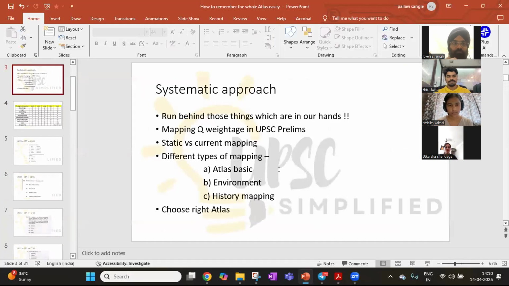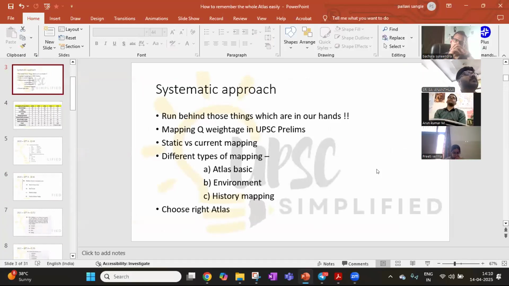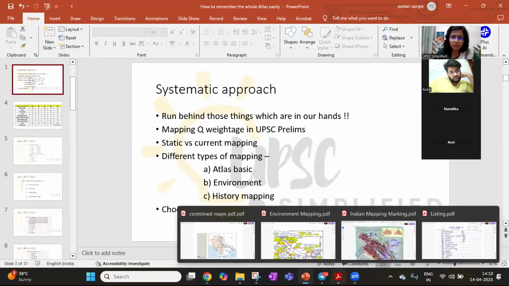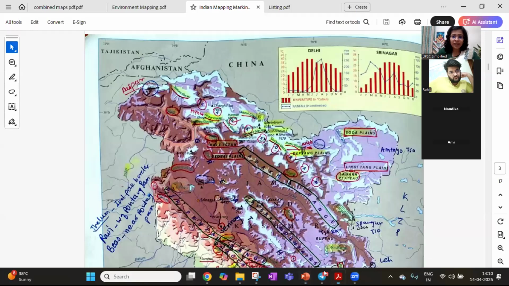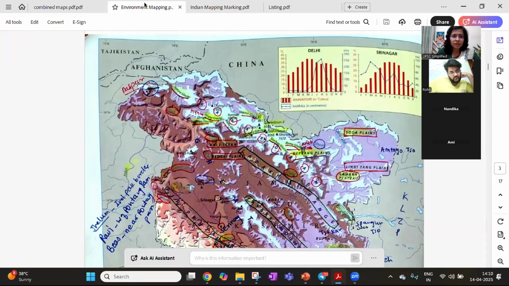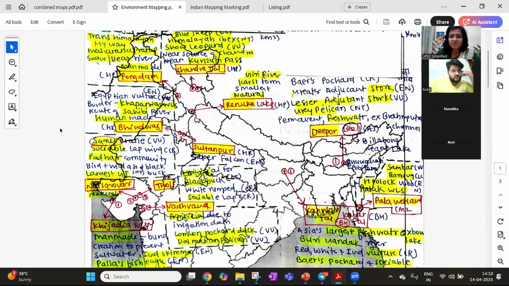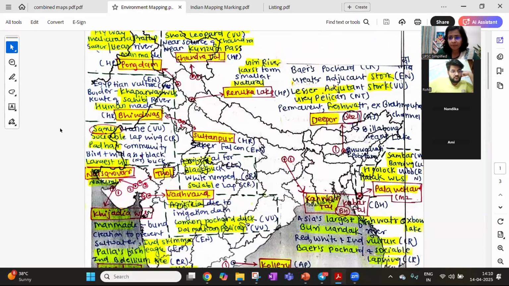what I had done, as it is a little complex, there are so many national parks, so many wildlife sanctuaries, Ramsar sites and all. So what I used to do, I used to place them. You can get a blank map and place all those sites. This is the Ramsar site map. Everybody able to see it, right?